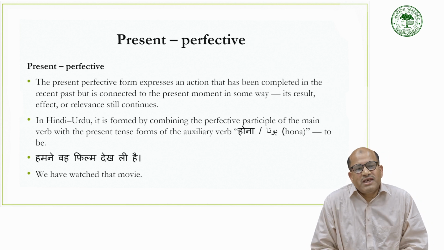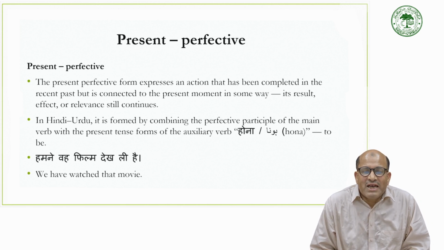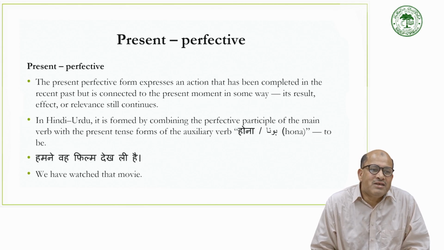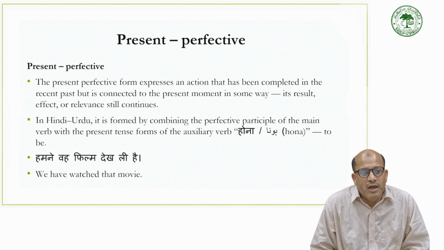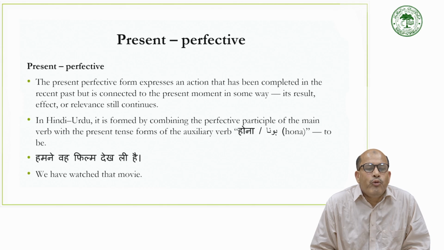Now look at the present perfect. The present perfective form expresses an action that has been completed in the recent past, but is connected to the present moment in some way. Its result, effect, or relevance still continues. In Hindi Urdu, it is formed by combining the perfective participle of the main verb with the present tense form of the auxiliary verb hona, that is hai, ho, or hu.